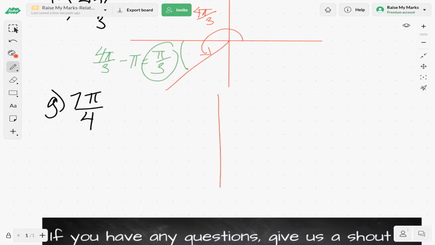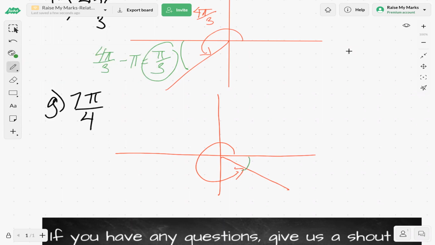And again, let's graph. All right, 7 pi over 4. I think we're in the fourth quadrant because 2 pi is 360 degrees, or 1 full revolution. And 2 pi is the same as 8 pi over 4.